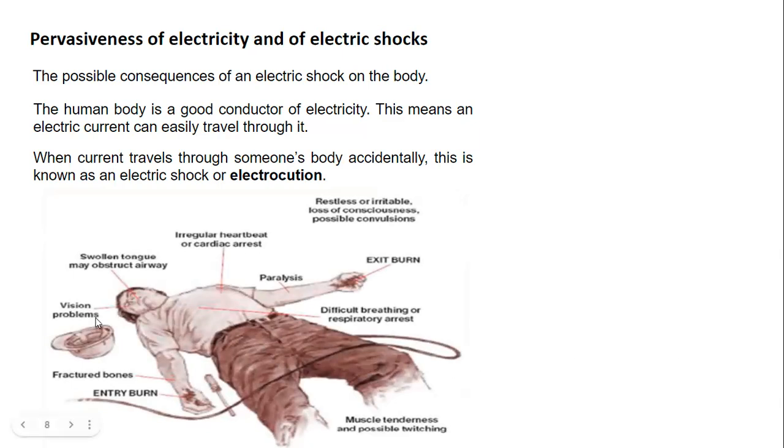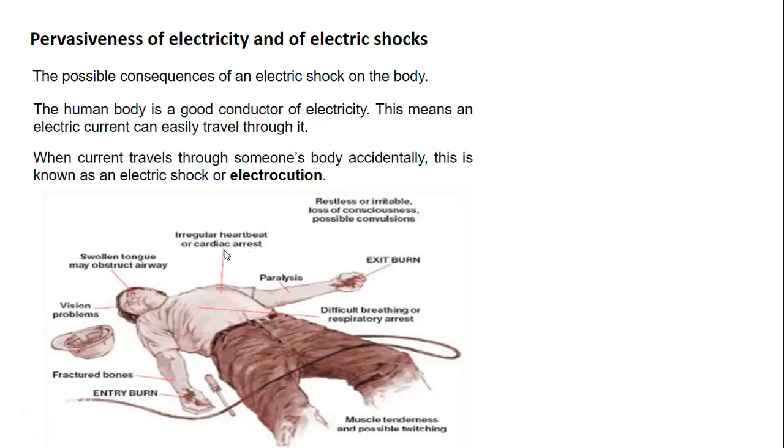If we talk about the acute and chronic problems, that could result in vision problems. A swollen tongue may obstruct the airways, which may cause difficulty in breathing.